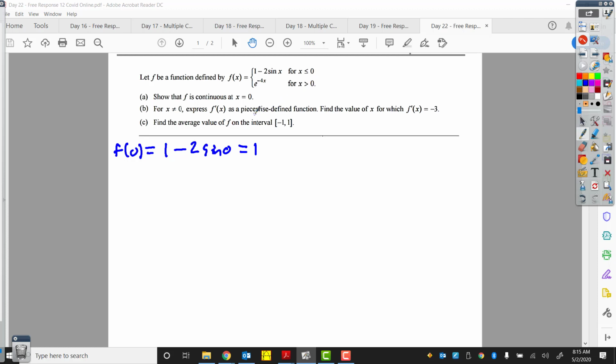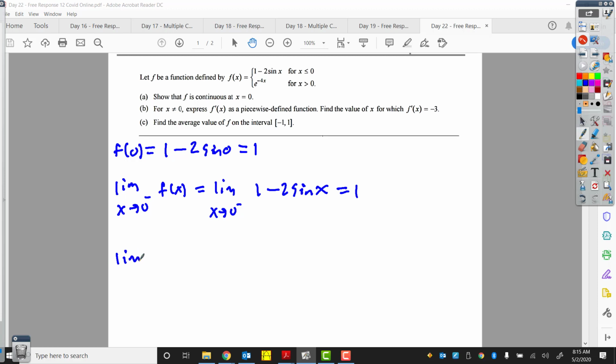Remember, to show the limit exists, we show the limit from the left is equal to the limit from the right. So the limit as x approaches 0 from the left of f of x is equal to the limit as x approaches 0 from the left of 1 minus 2 sine of x. We just showed that we can just plug 0 in there, and that gives us 1.